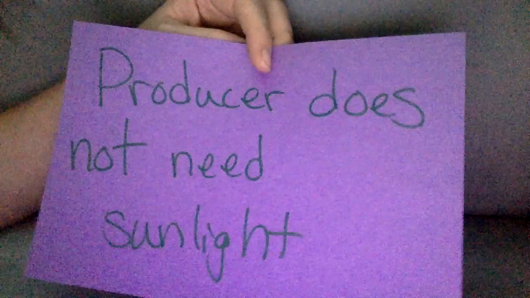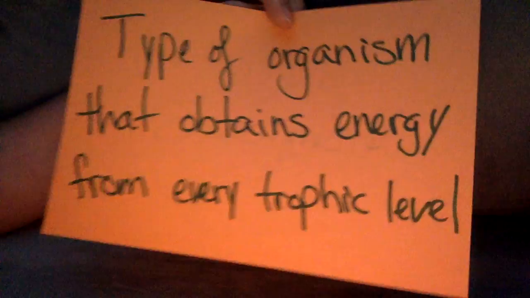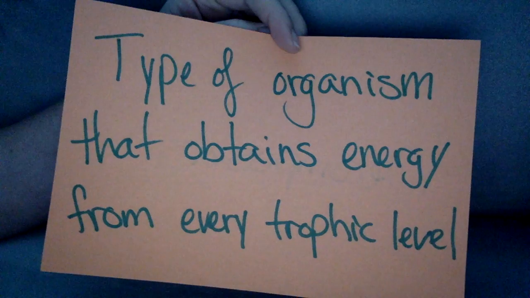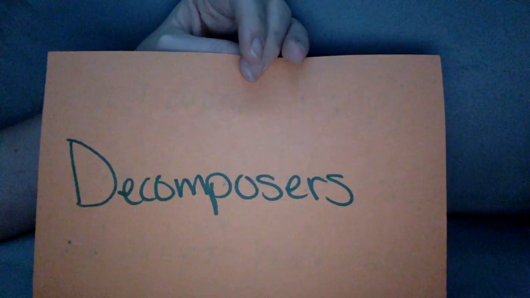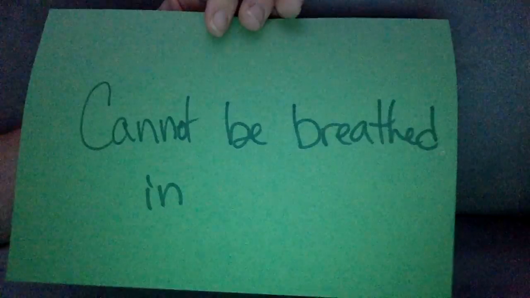Which producer does not need sunlight to make sugar? Chemosynthesizers. Which type of organism obtains energy from every trophic level? Decomposers. Why does nitrogen need to be converted? Because we cannot breathe it in from the atmosphere.